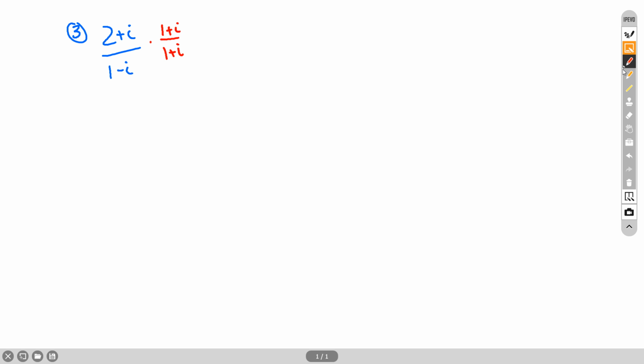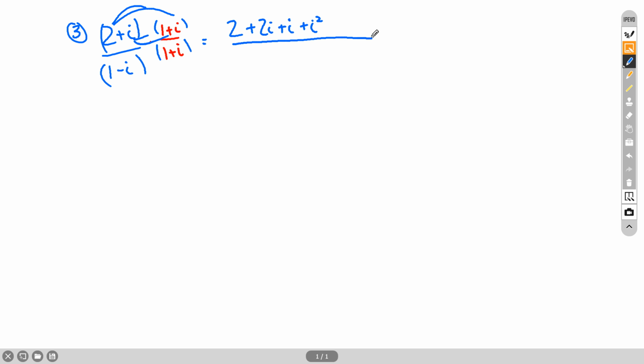All right, let me just put some parentheses here so that I can distribute. I'm going to distribute on the top. 2 times 1 is 2, 2 times i is 2i. i times 1 is just i, or 1i. And i times i is i squared. Same thing on the bottom. 1 times 1 is 1. 1 times i is i. Negative i times 1 is negative i. And negative i times i is negative i squared.